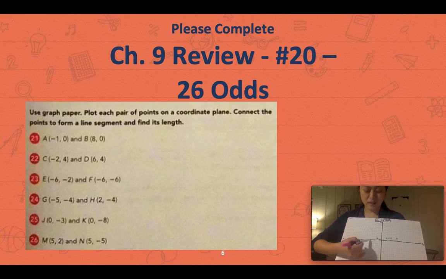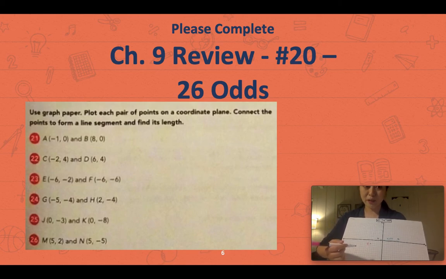Negative 6, negative 2. So now negative 2 refers to the y coordinate. Okay, so I'm going to go down because it's negative. So 1, 2. Okay, I hope that's right. Yeah, I think that's right. So then this one is E, which is negative 6, negative 2.